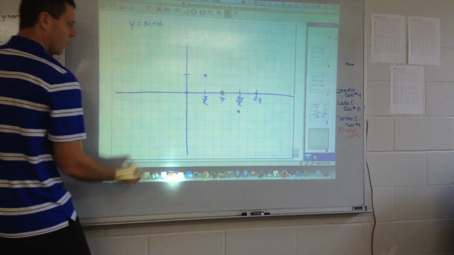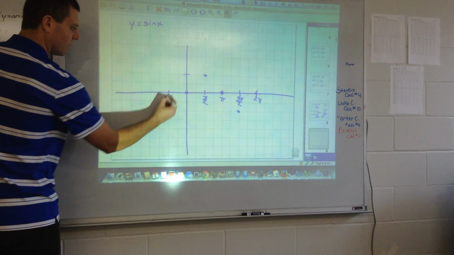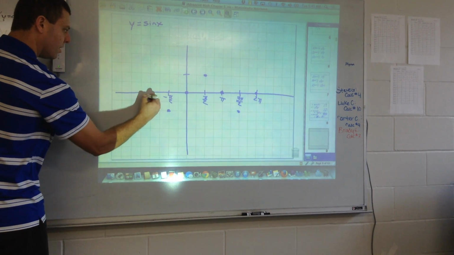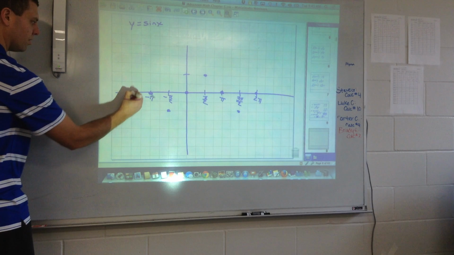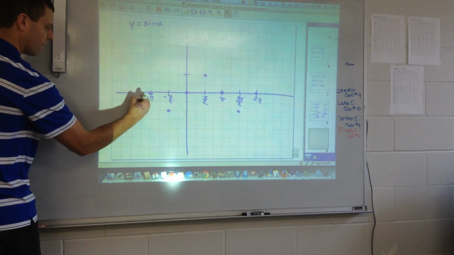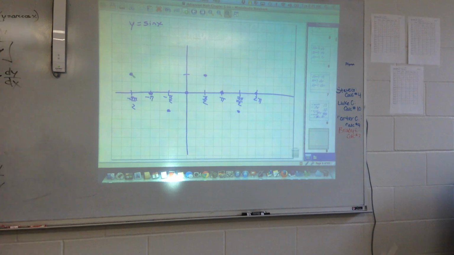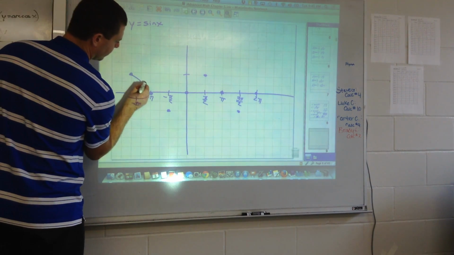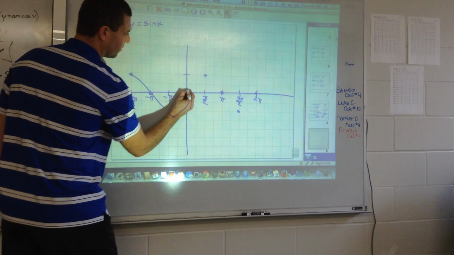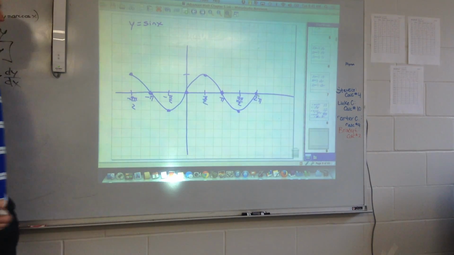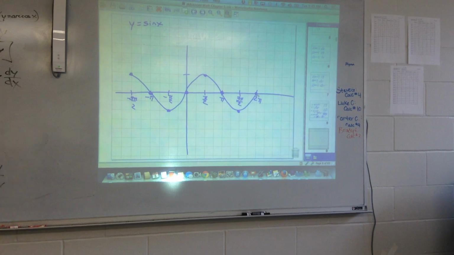Okay. I'll continue the pattern back here. This would be negative pi over 2. I'm down at -1. Here at negative pi, I'm back to 0. I'm going to run out of room. Negative 3 pi over 2, I'm up here again at 1. Okay? So in blue here, you guys might want to just lightly draw the graph on yours. But there is the sine graph, okay?